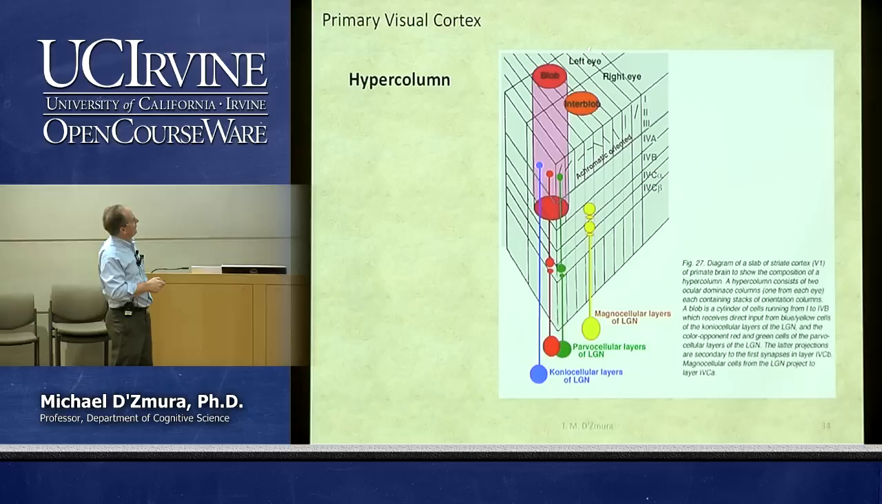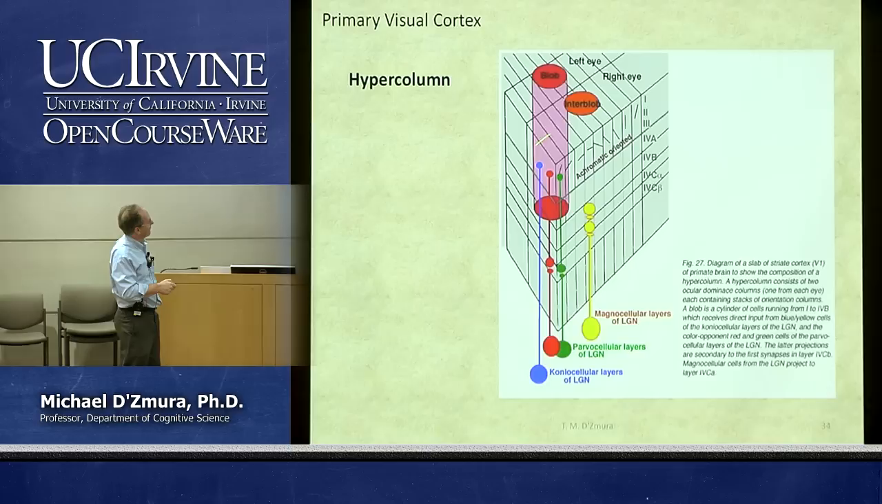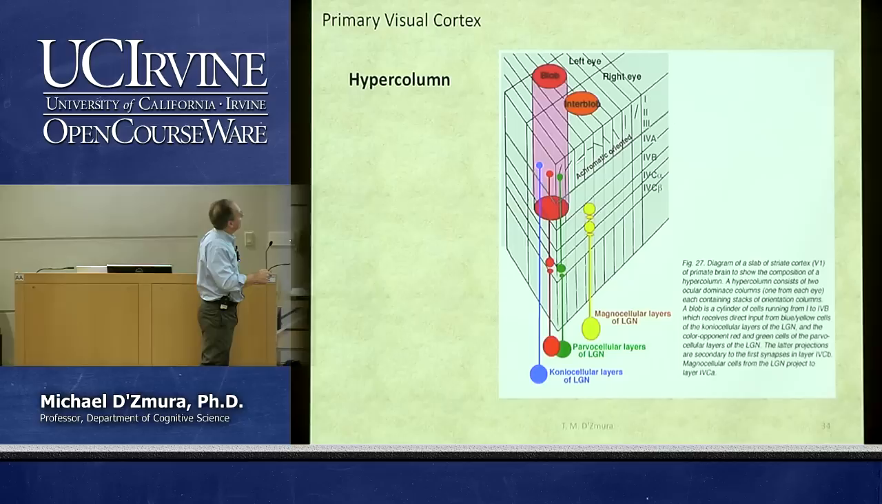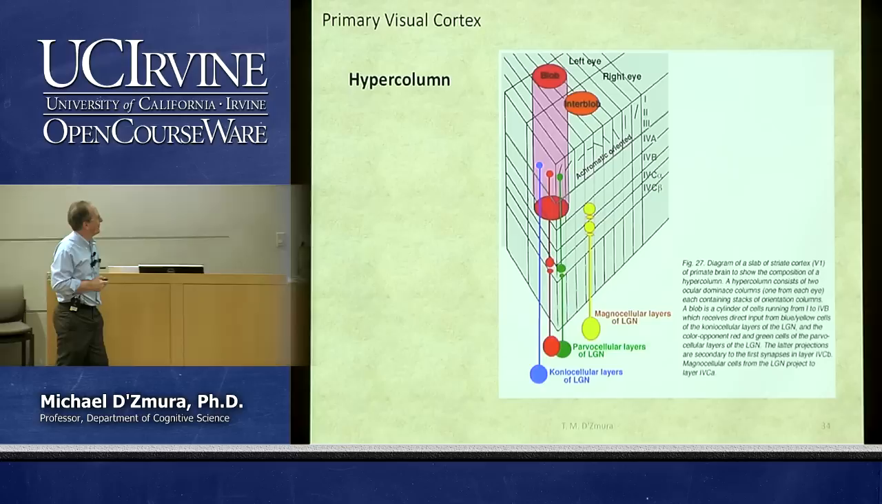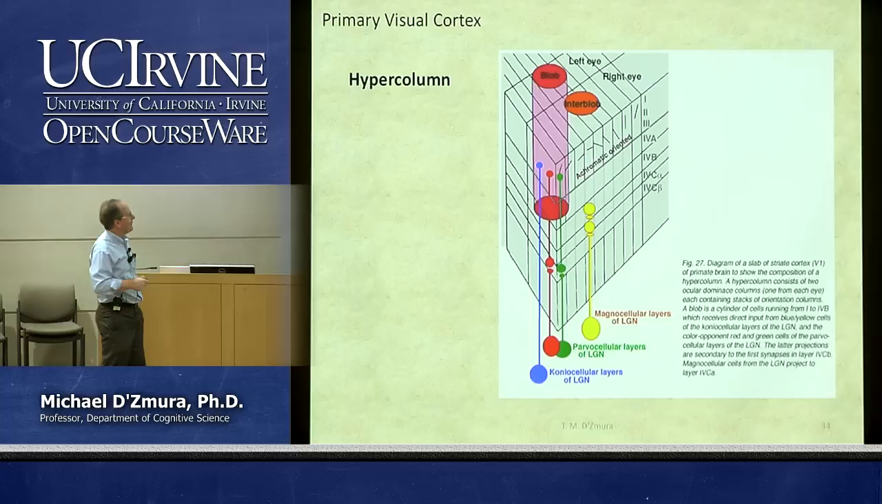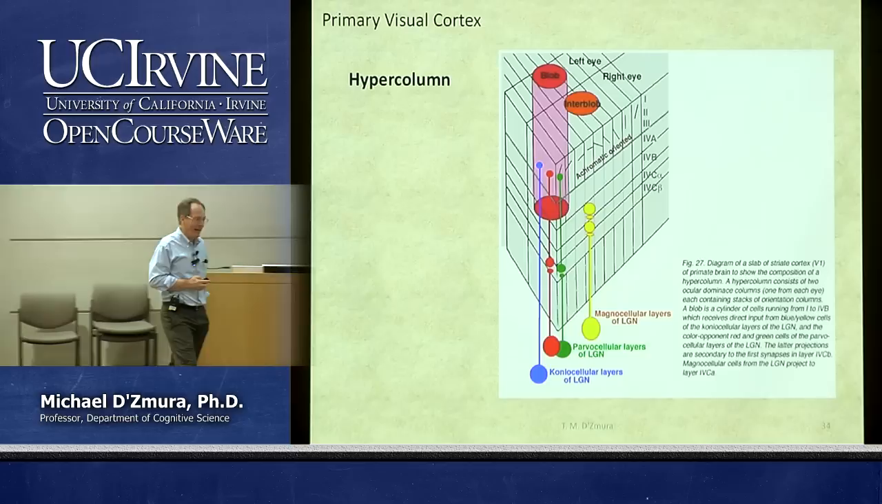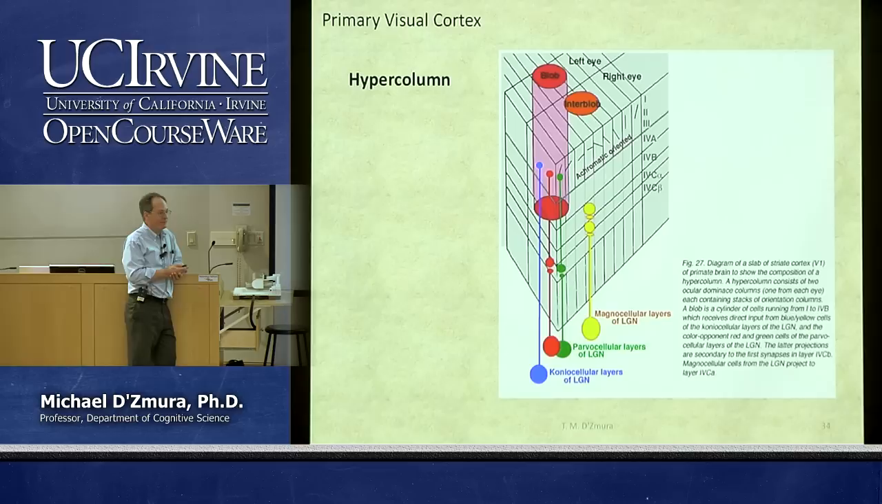Here we have left eye neurons in that stripe here, right eye sensitive neurons in that stripe there. And we have blobs, interblobs. We have the variation in orientation selectivity for our form-sensitive neurons. And we have the various inputs that these neurons receive from LGN. So this is sort of an updated schematic for a hypercolumn, taking into account the presence of blobs. Pretty complicated, huh?